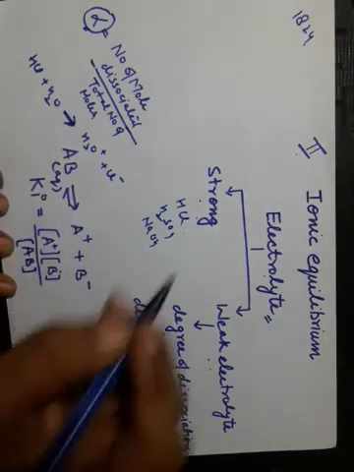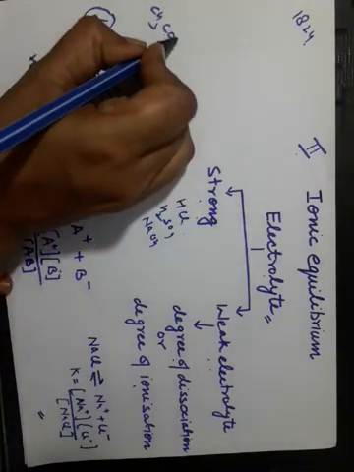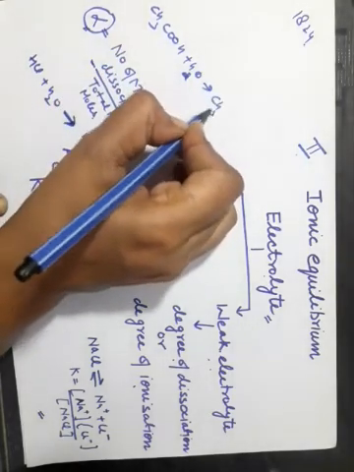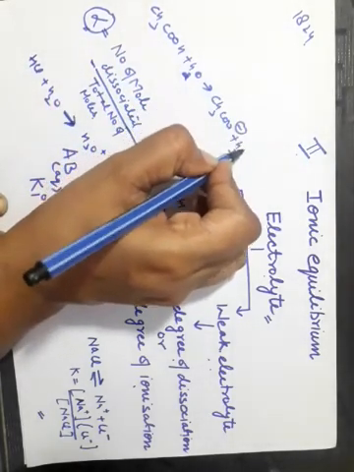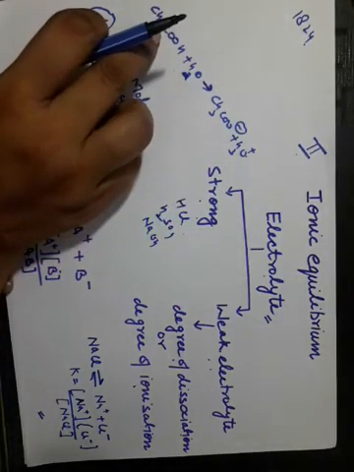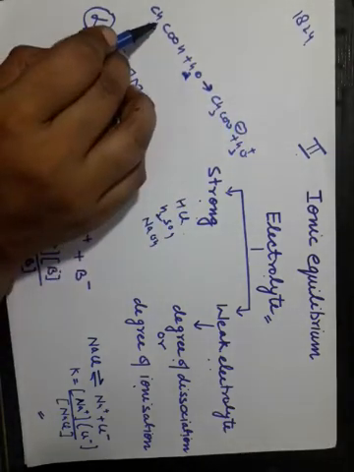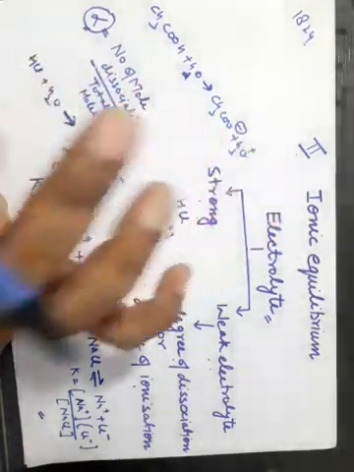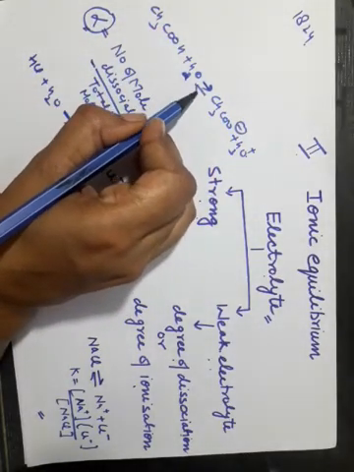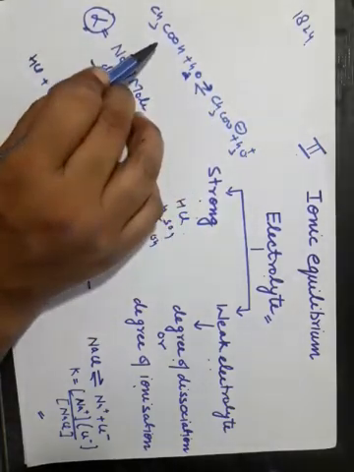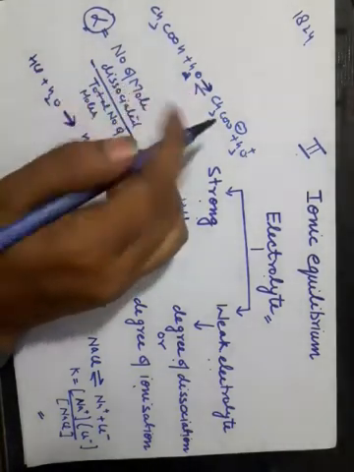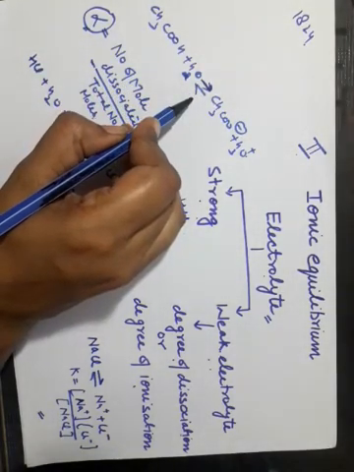For example, take the example of CH3COOH. When dissolved in water, it gives the formation of CH3COO- plus hydronium ion. See, it is a weak electrolyte, it is not completely dissociated. So when it dissolves in water, some amount of electrolyte remains in undissociated form. That's why an equilibrium is set up between dissociated and undissociated ions. So it is represented by a double headed arrow, the arrow which is used for equilibrium.